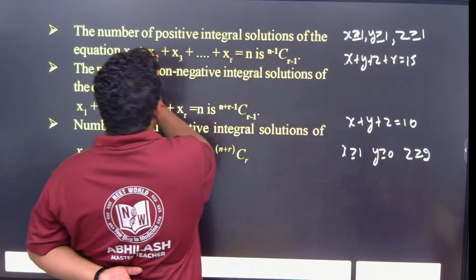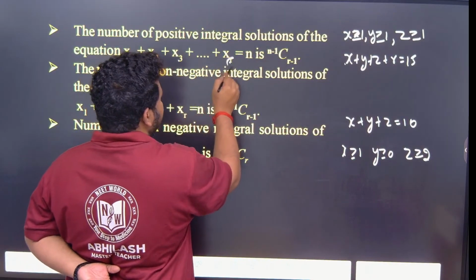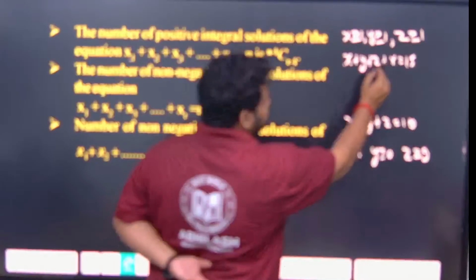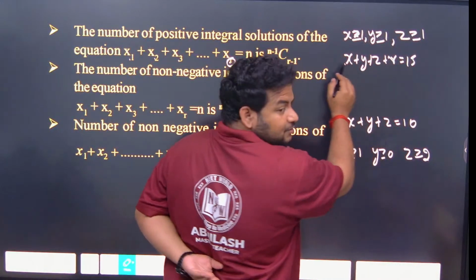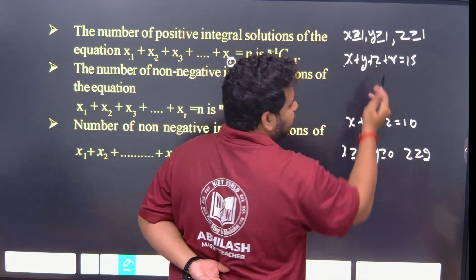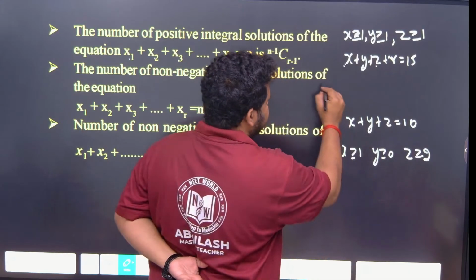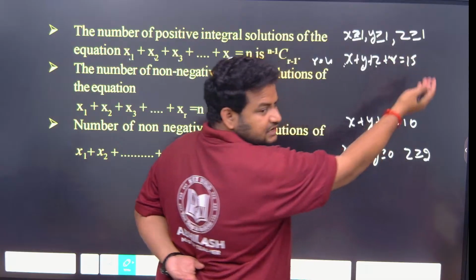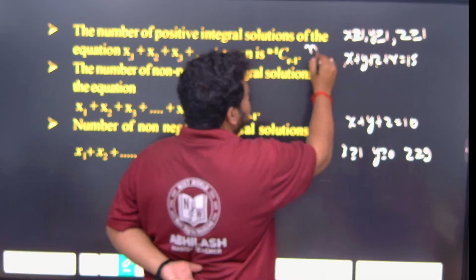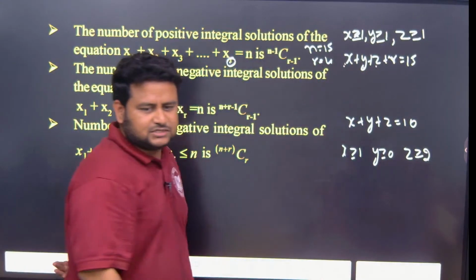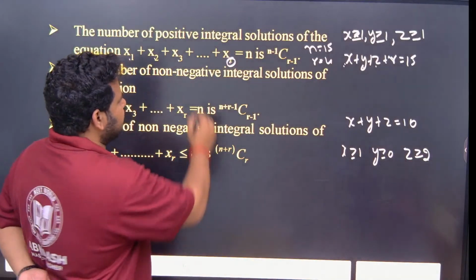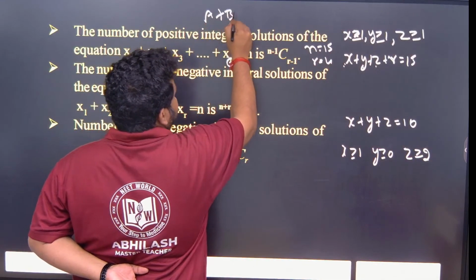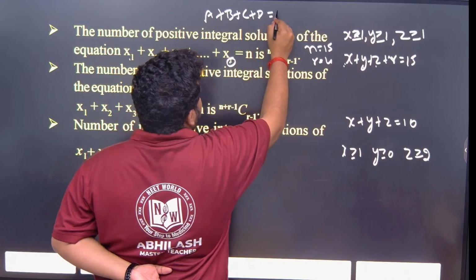See, this is what? 1, 2, 3. This is what? R. Forget about this r, I'm not talking about this r. 1, 2, 3, 4. R value is 4. N value is what we are getting on the right-hand side, that itself is n. N value is 15. Suppose I write a plus b plus c plus d is equal to 15.